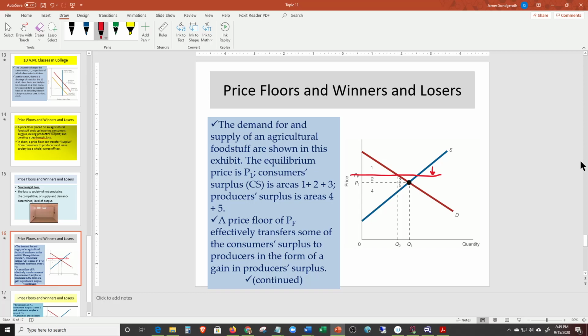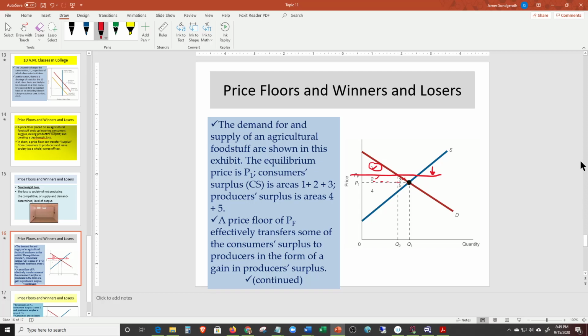So basically what they're saying is that before the price controls, the consumer surplus, at an equilibrium right here, was 1, 2, and 3. But after the price controls, it's just 1. So consumers have lost some of their consumer surplus. They've lost 2 and 3.